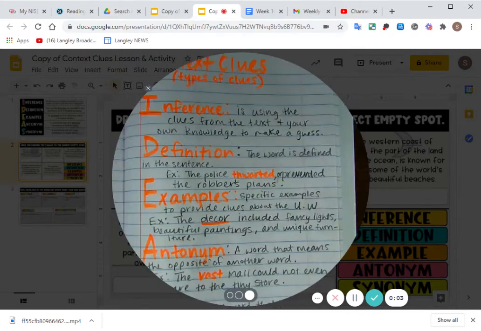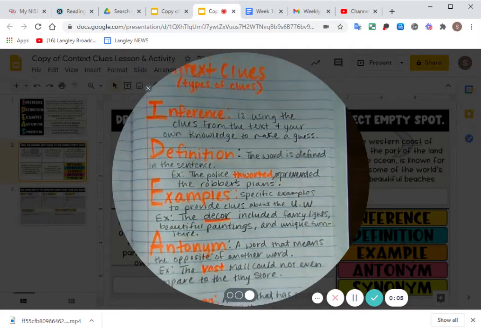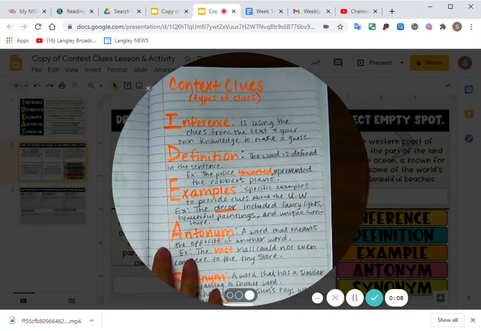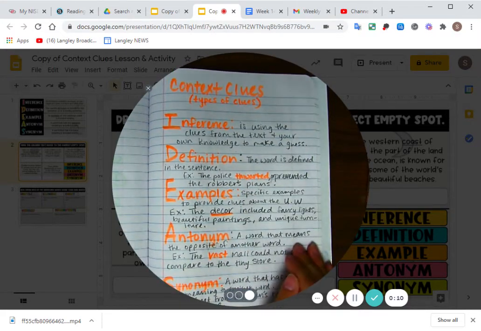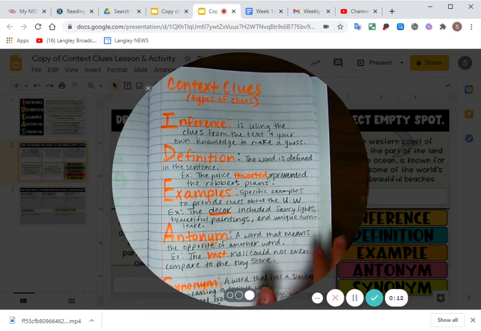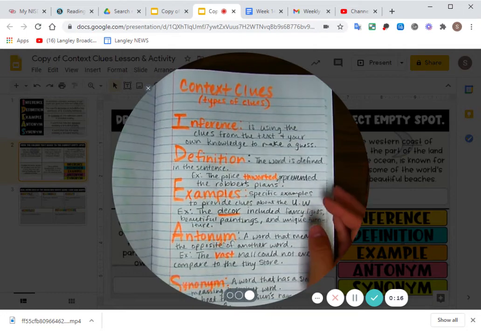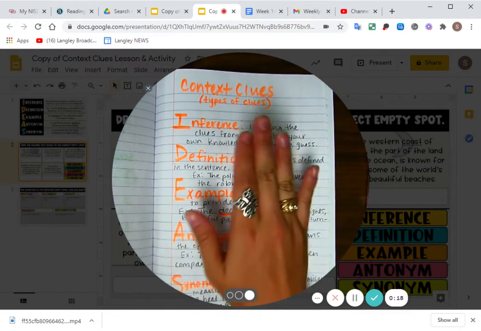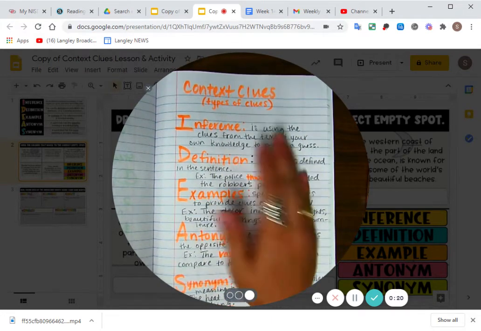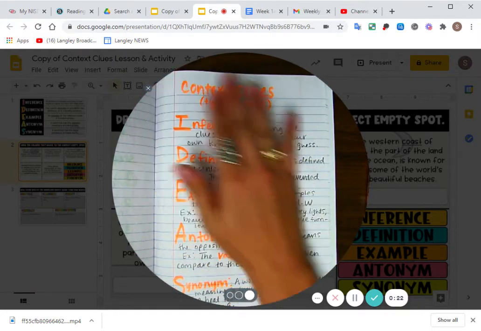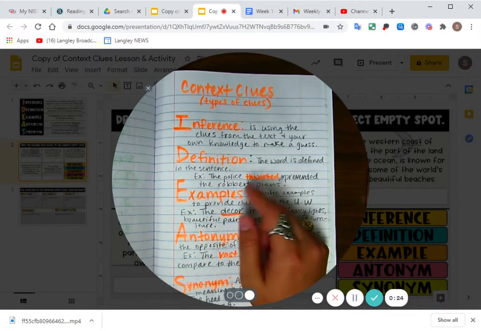All right, guys. So we're going to be going over context clues again today for our lesson. Now, I pre-wrote the notes. So if at any time throughout the video you need to pause it so you can write down the notes, go ahead and do that, okay? These notes need to be on a clean page in your reading journal, all right? I wrote these notes down, so you need to write them down as well.